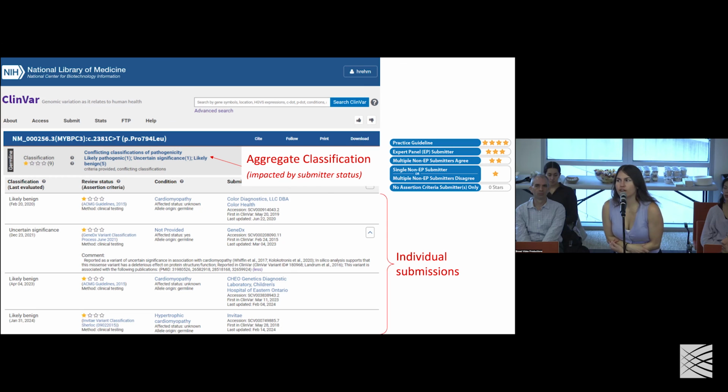Are labs incentivized to submit because it's a lot of work to do that? So are there any incentives?